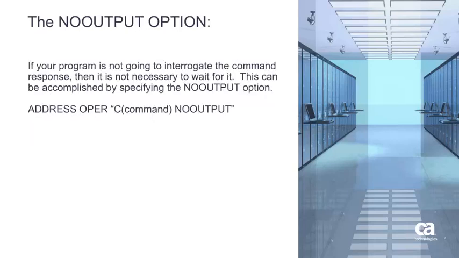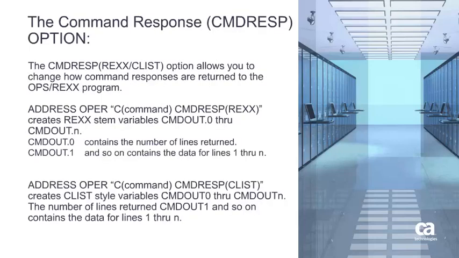The NOOUTPUT option allows an OpsREXX program to issue a command and continue on without waiting. For rules that cannot wait, NOOUTPUT is forced by the Address OPER command environment. By default, command responses from Address OPER commands come back to the external data queue accessible in OpsREXX programs via the PULL function. The COMMANDRESPONSE option can be set to COMMANDRESPONSE REXX in order to direct command responses to stem variables. It can also be set to COMMANDRESPONSE CLIST to return CLIST variables. This may make coding your OpsREXX program to interrogate the command response easier.